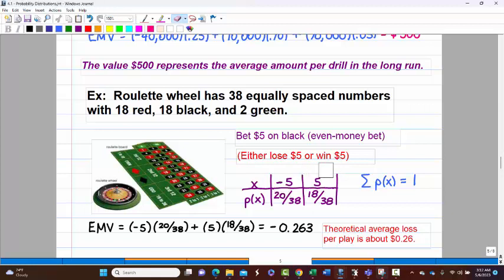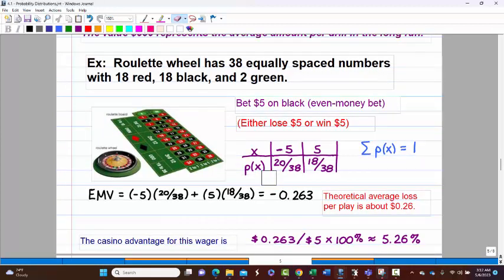So there are two outcomes: lose 5 or win 5. Negative 5, positive 5. We're betting on black, and there are 38 numbers total. We have 18 blacks working for us, and 18 red and 2 green working against us. So it's 20 over 38 working against us, and 18 out of 38 working for us. I made a note here that the probabilities do add up to 1. In case you accidentally wrote 18 over 38 and 18 over 38 and forgot about the greens, you would add it up and go, hey, that's 36 over 38. No good.